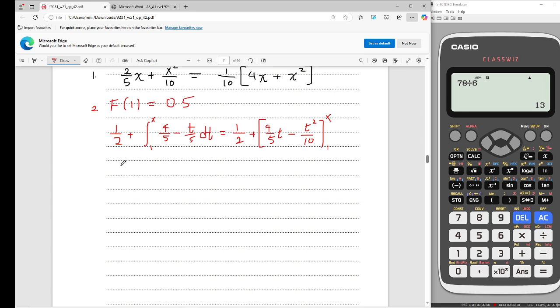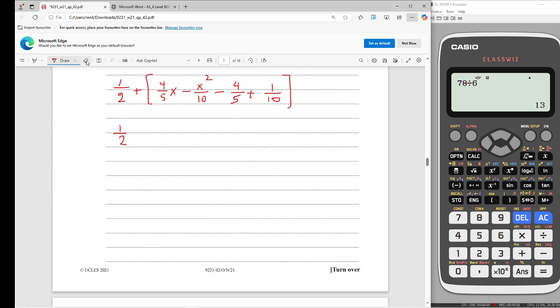So we're going to have 1 over 2 plus, here, 4 by 5 x minus x squared over 10. We're going to straight up subtract everything, so minus 4 by 5, and minus minus becomes plus, so it's 1 by 10. Okay, so let's just simplify everything inside the bracket. We can also factorize, so we get 1 by 2.